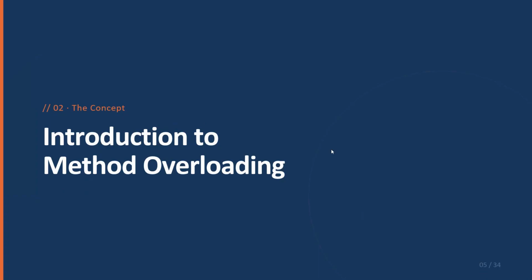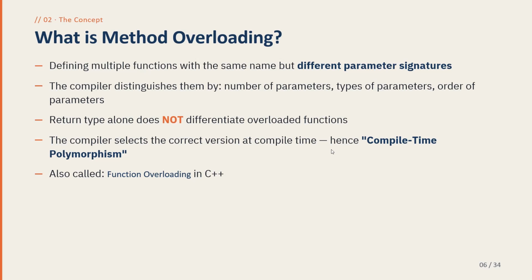So now let's start with what is method overloading. Method overloading, also called function overloading in C++, means defining multiple functions with the same name but different parameter signatures. The compiler distinguishes between the overloaded functions based on their parameters. There are three important ways to differentiate overloaded functions. First is by the number of parameters, second is by the types of parameters, and third is by the order of parameters. However, there is one very important rule to remember. Return type alone cannot differentiate overloaded functions. The compiler examines the function call and selects the appropriate version during compilation.